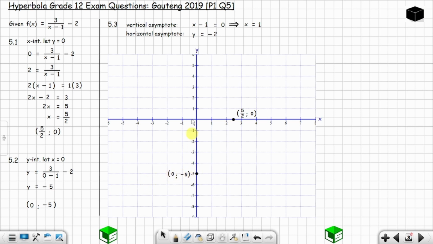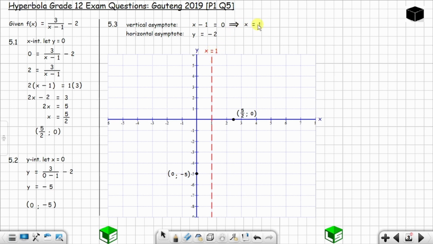And you have the vertical asymptote. The equation of the vertical asymptote is x is equal to 1. This is the x-axis, x is equal to 1. There's 1, so you are going to have a vertical asymptote there, like this. The equation of this vertical asymptote is x is equal to 1.